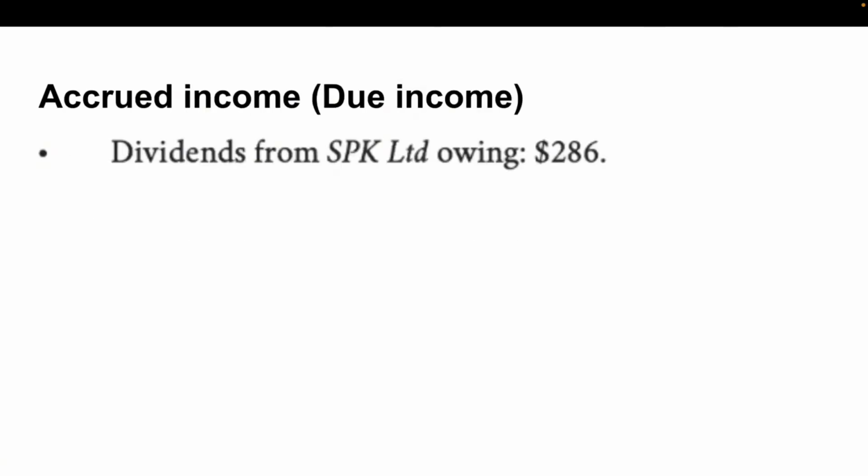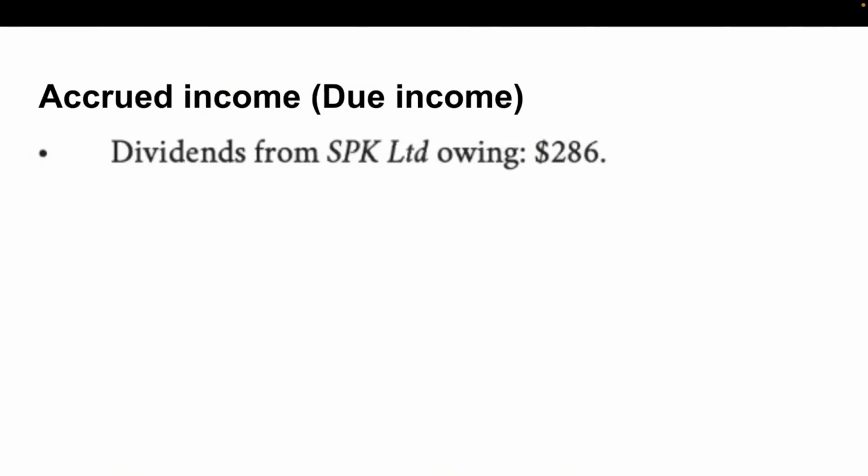Okay, moving on, accrued income. Quite similar to accrued expense, just on the opposite side. So here we've got a dividend owing. So again, if we were to go insolvent today, that money would still be owed to our business and it'd be used to help repay, say, debts, for example.